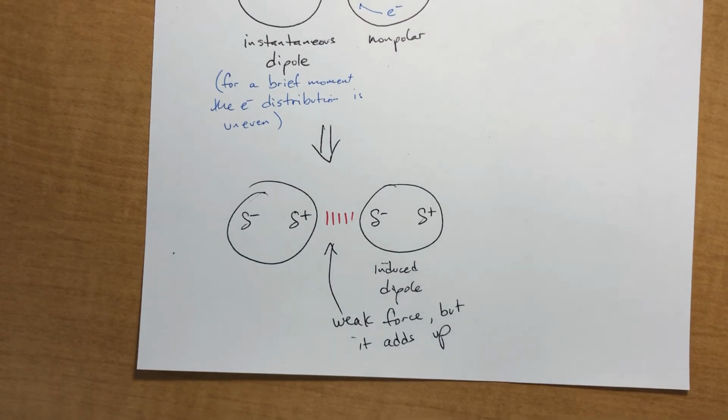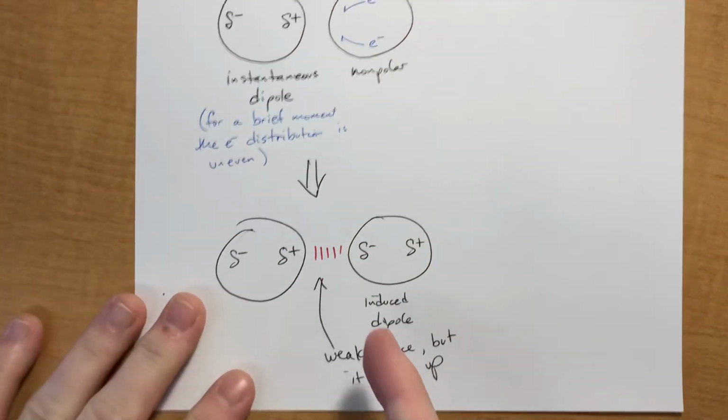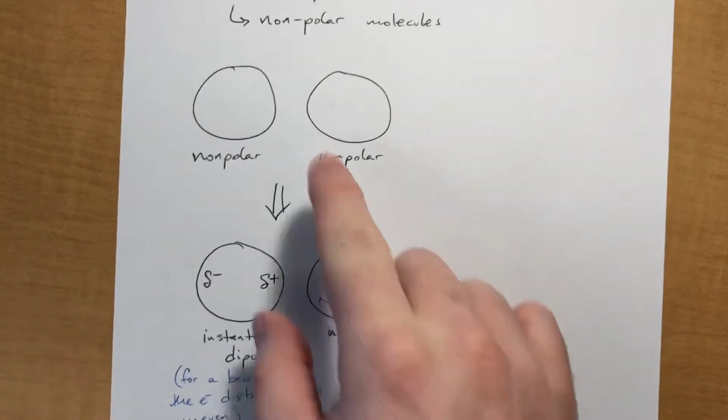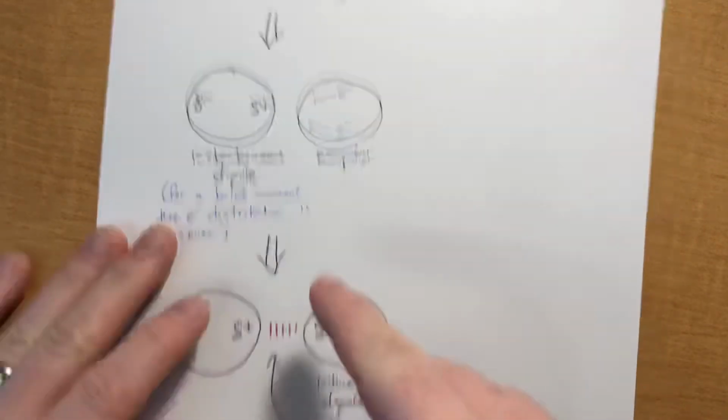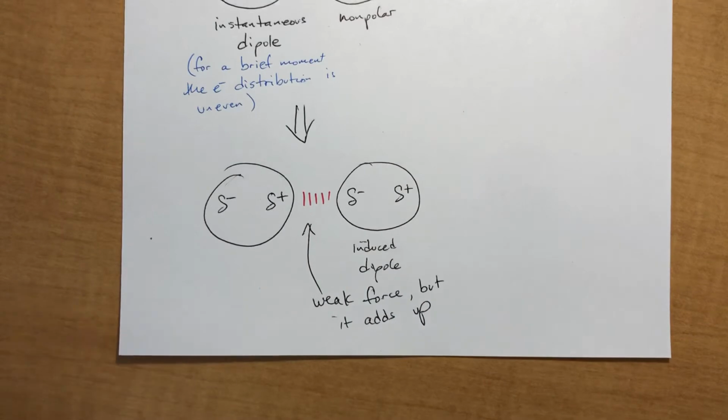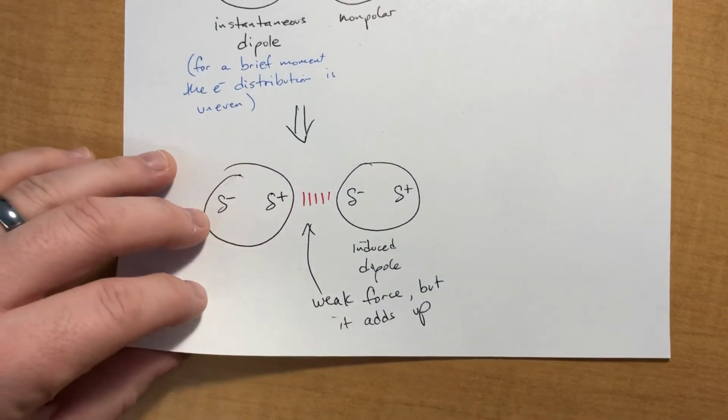So we talked about with polar molecules how the force in between things is going to be stronger depending on how polar things are. These are nonpolar, so we can't use polarity to judge whether or not this is going to happen. So we need to talk about something called polarizability. Basically, how likely is it to develop one of these spontaneous dipoles?